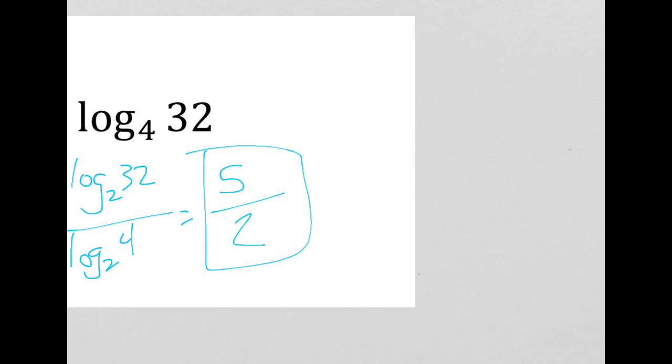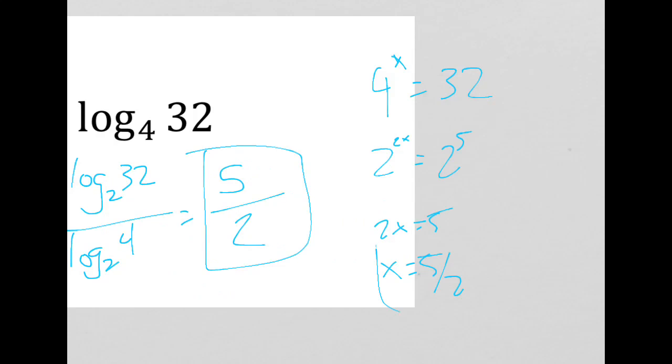Or similarly, I could rewrite this as 4 to what power gives me 32, and then rewrite it with different bases there. And again, get 2x equals 5, so x equals 5 halves. Doesn't matter if you change the base in the exponent or in the log form, because again, they are equivalent.